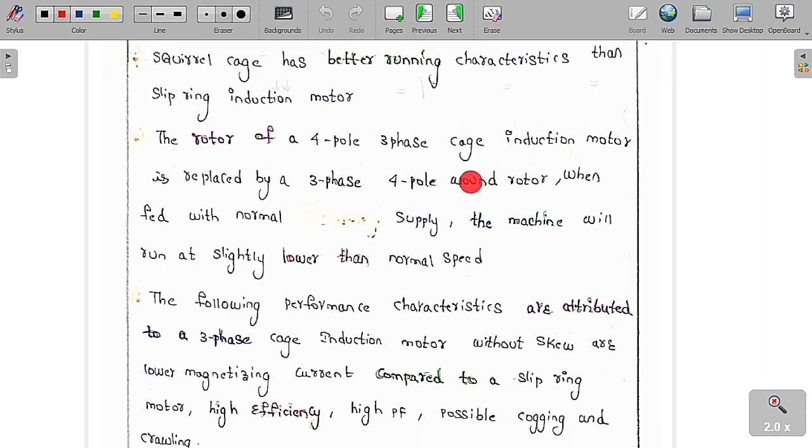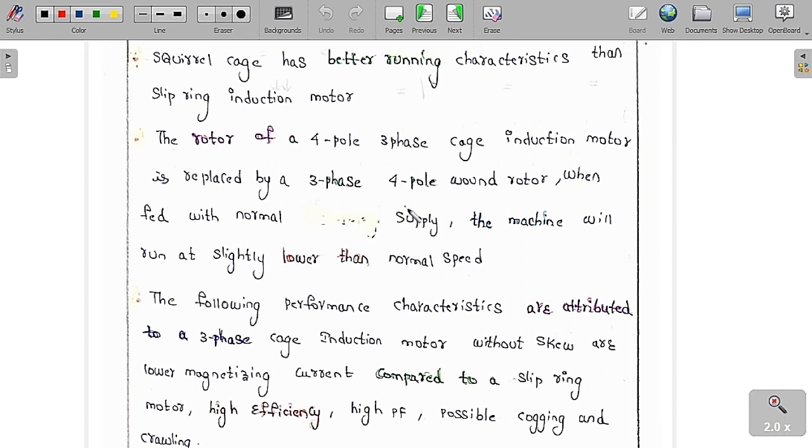So simply we can say that the running characteristics of the squirrel cage induction motor are very good, so its speed is also very good. But this one is very less, so speed is very less when compared to the squirrel cage induction motor. I've already told you the running characteristics of the squirrel cage induction motor are very good when compared to the slip ring induction motor. Because of this, at running conditions, for the same ratings, the speed of the squirrel cage induction motor is very good when compared to the slip ring induction motor or wound rotor.